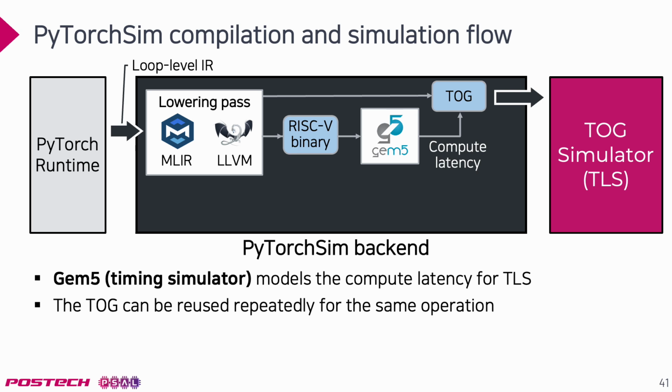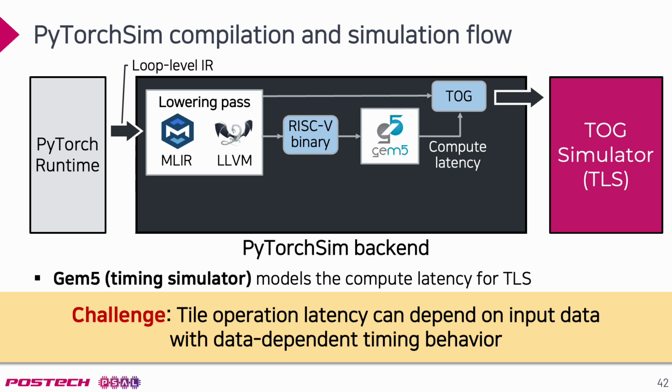So at the high level, our NPU compiler backend takes the computational graph expressed in loop level IR, lowers them through MLIR and LLVM to generate RISC-V binary as well as TOG. Then this RISC-V binary will be executed offline using Gen 5 to obtain the compute latency, and the latency will be embedded in the TOG for simulation on our simulator called TOG simulator. So the PyTorchSim models the timing aspect of the AI model executed on the NPU.